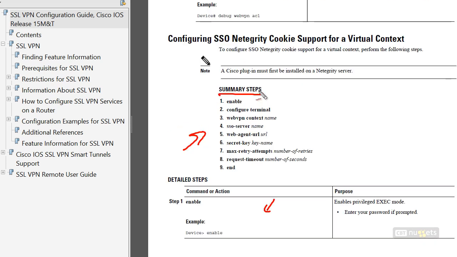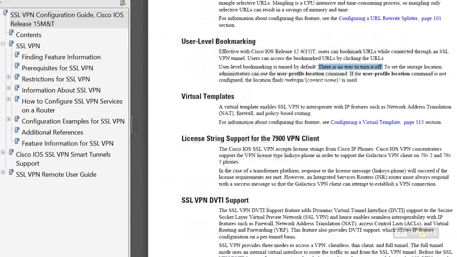So it has the summary steps of what's involved as well as the details for each of the commands. It also has important notes regarding things that you have to do to make it work. For example, a Cisco plugin must be first installed on the Netegrity server in order to support the single sign-on feature leveraging the cookies. It's also great to know where things are put.